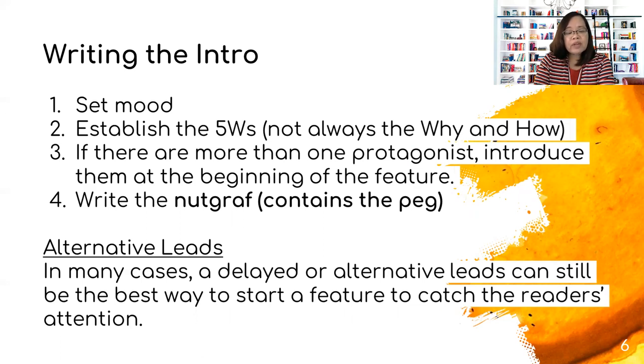So if there's more than one protagonist, you have to introduce them at the beginning of the feature. So for example, you're doing a feature on the entire UP men's basketball team, then you have to introduce the key players early on. Especially if you're only interviewing three of the group, then you have to introduce all three early on in the article. Not necessarily in the first paragraph, but certainly within the first 1/4 of the article, your reader should already know who they are.